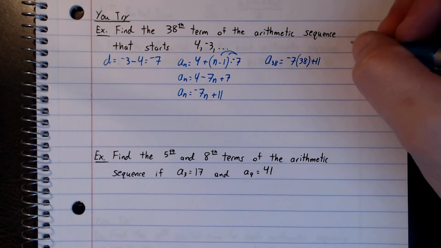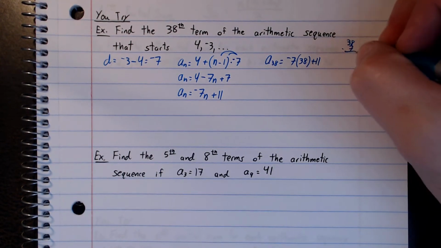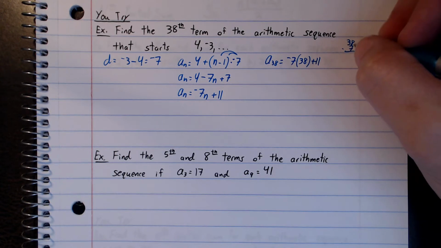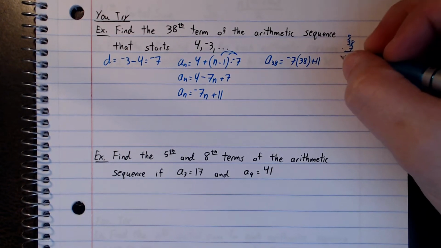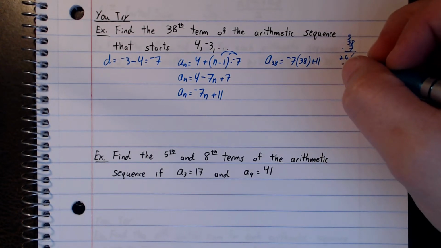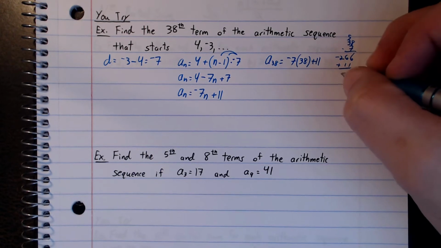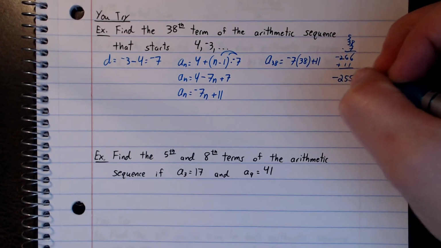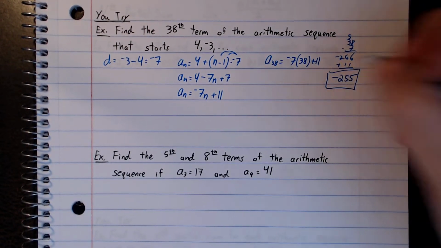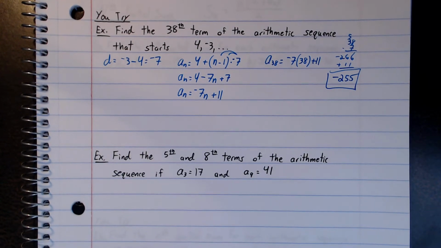Oh, let's see. 38 times 7. Let's see, that's 56, 21, 26. But that's negative. If we add 11, that's going to give us negative 255. Okay.